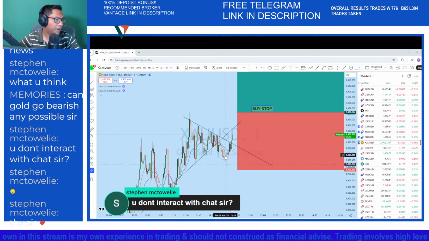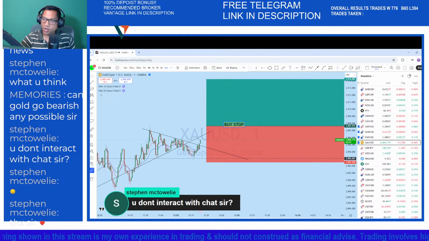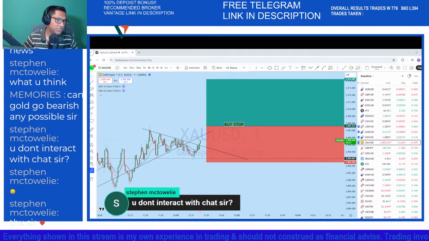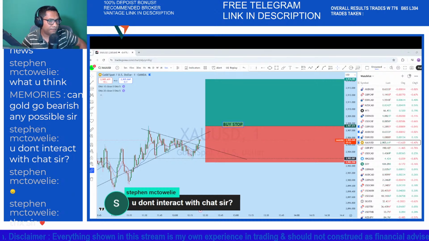Welcome. Here we see that potential lower time frame breakout, our pending order. So I would like to know how many of you have placed this pending order on XAUSD. If you guys have placed the pending order, can you let me know here on the live chat? Say yes if you placed the pending order.